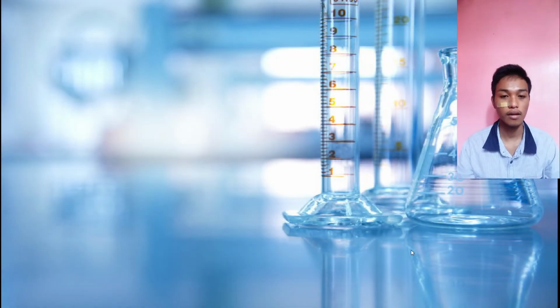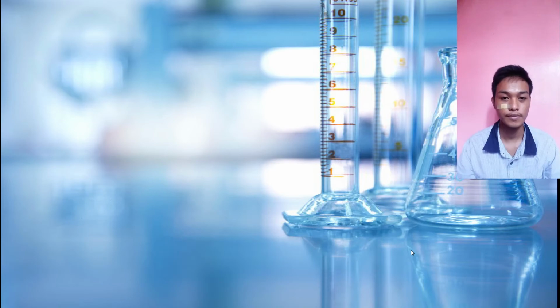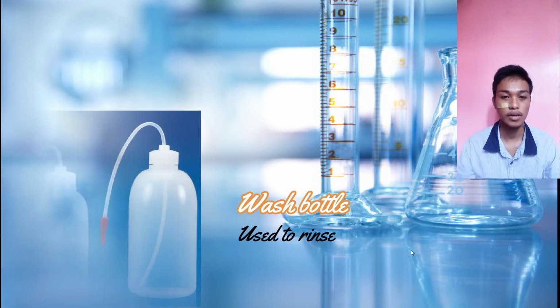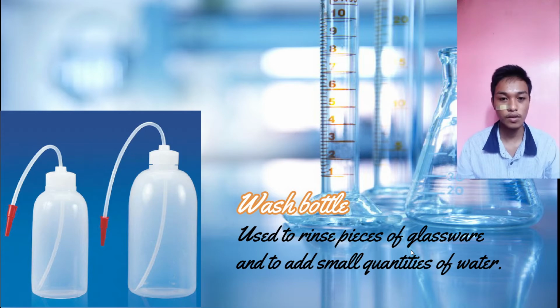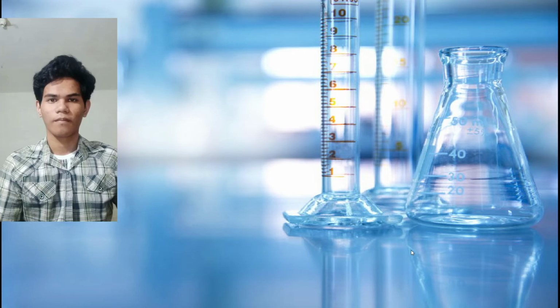Next is a funnel. A funnel is used to transfer liquids or fine-grained materials into another container with small openings. A funnel can also be used for filtration if used with a filter paper. And next is the wash bottle. It is used to rinse pieces of glassware or to add small quantities of water. It is made to be resistant to thermal and chemical expansion to prevent it from bending or melting while being used in cleaning some tools.